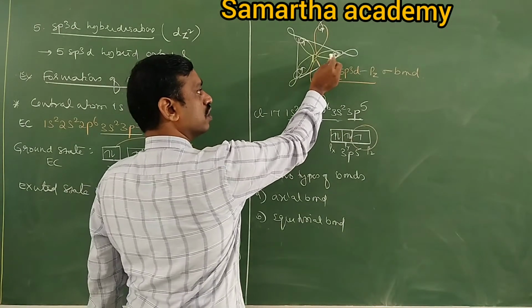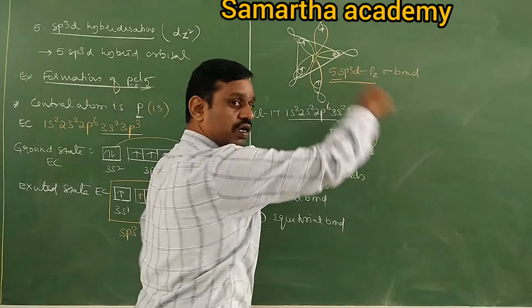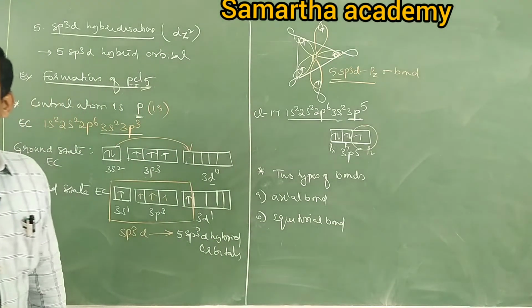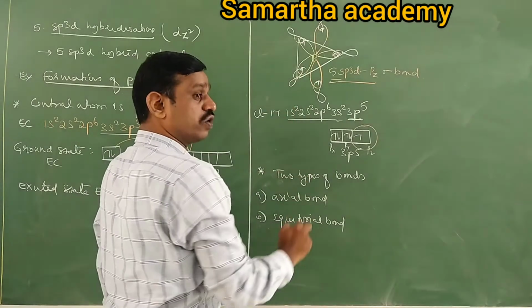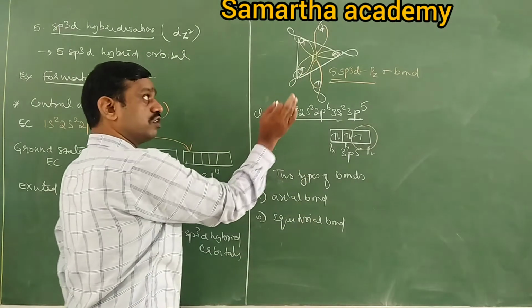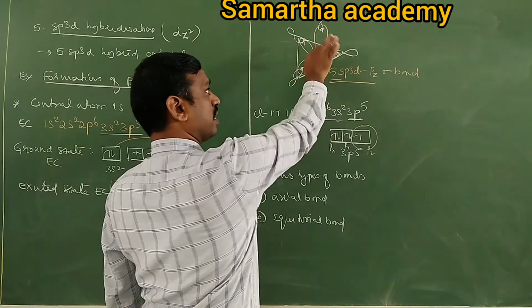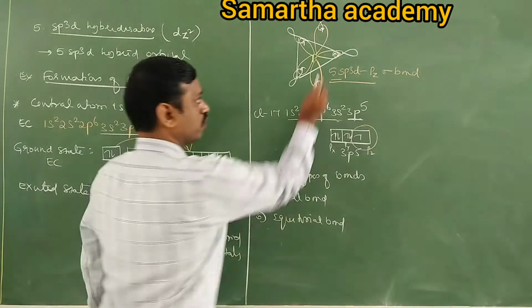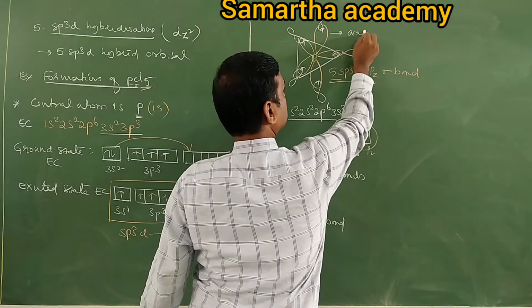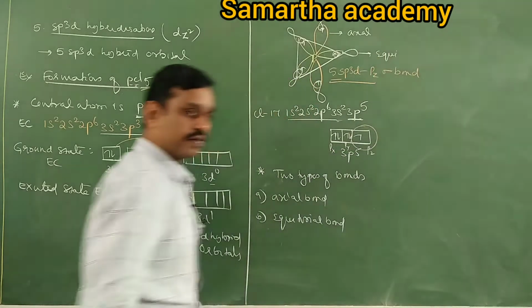Equatorial is what? The 3 bonds, 1, 2, 3, which are lying on the 3 corners of the triangle. The bonds which are lying at the 3 corners of the triangle are equatorial bonds. The bonds which are perpendicular to the plane of the triangle are axial. It is axial, it is axial. So this is an axial bond. This is an equatorial bond.